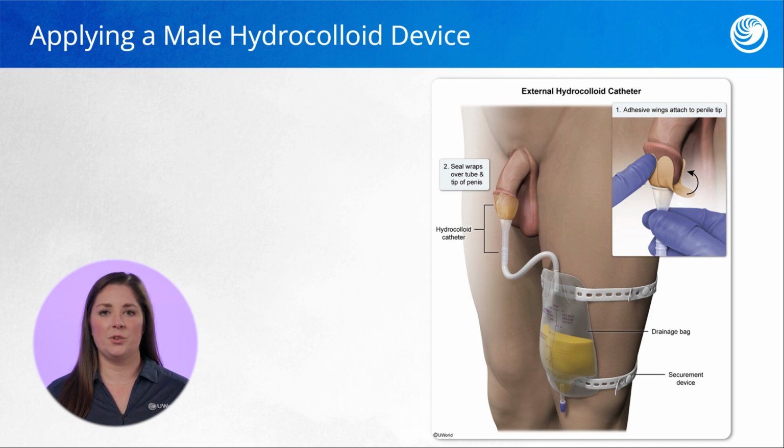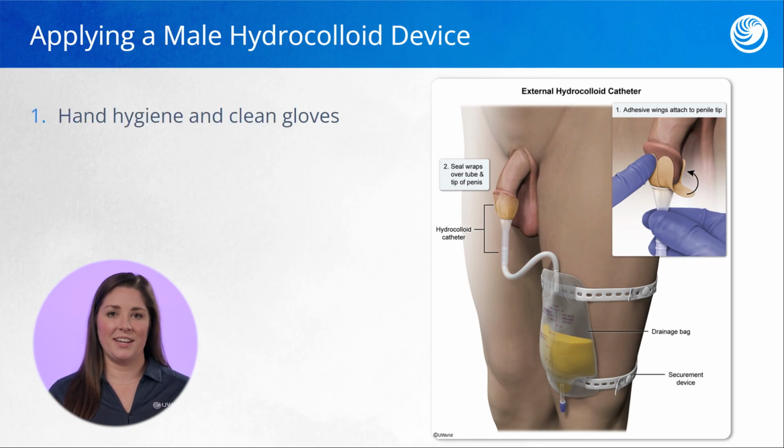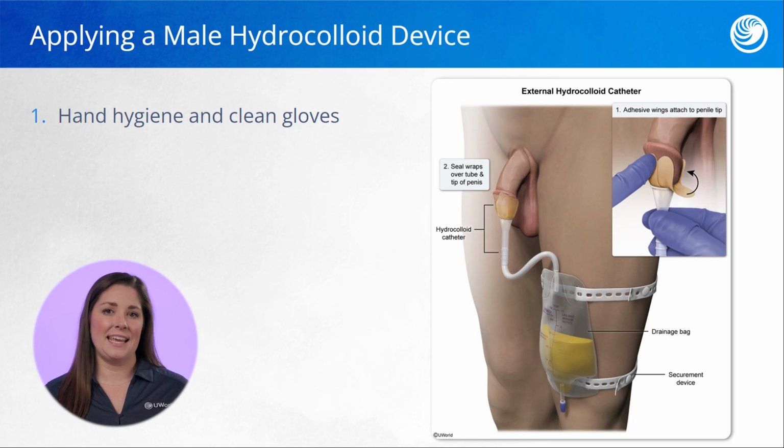It's important to note with any male external urinary device, the nurse needs to ensure that they're choosing the proper size of the device per manufacturer's guidelines. As always, the first step the nurse will take is to implement proper hand hygiene and apply new clean gloves. This is again an aseptic technique rather than a sterile technique.